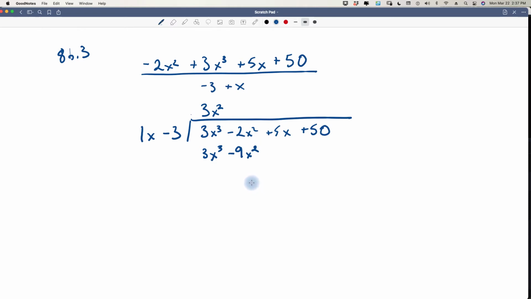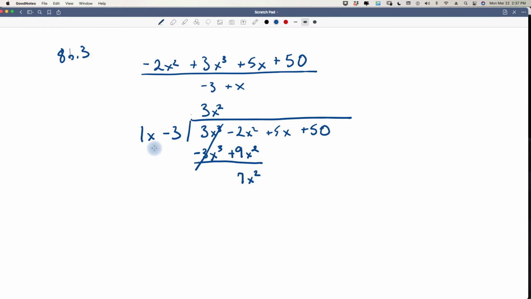Now we're going to subtract, so we have to change the sign. So this becomes negative and this becomes positive because we have to do the opposite since we're subtracting. So this cancels and goes away, and we have a negative 2 and a positive 9. That's going to give us a positive 7x squared.